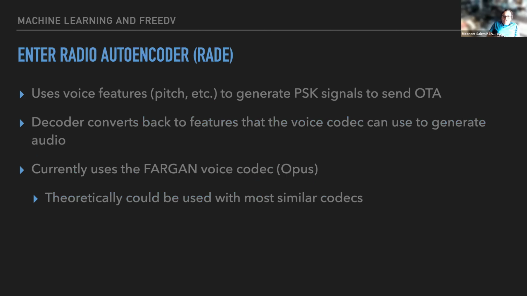And now we can get to what we've been working on for the last year. It's a new FreeDV mode called Radio Autoencoder. And what we're basically doing with it is we're using very typical voice features like pitch and so forth to generate what's effectively an analog PSK signal to send out over the air. And then on the receive end, we're converting that over-the-air signal back over to features that we can feed to a voice codec. And currently we're using what's known as the FARGAN voice codec from the Opus project. But theoretically, we could do this with any voice codec that takes these voice features.